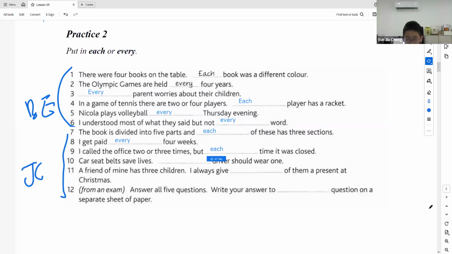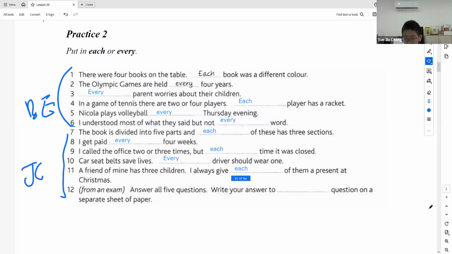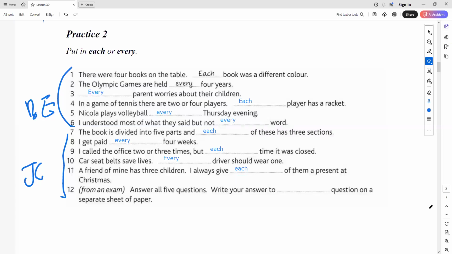Car seatbelts save lives. Every driver should wear one. All the drivers should wear it, right? So that's why we have every driver. Number 11. A friend of mine has 3 children. I always give each of them a present for Christmas. If you change it to Christmas Day, then you have to change the preposition as well, right? Okay?